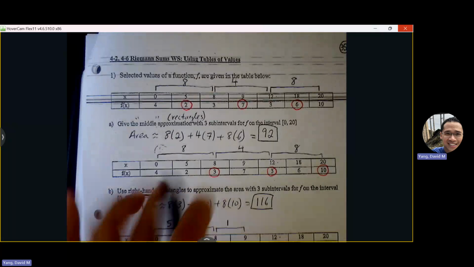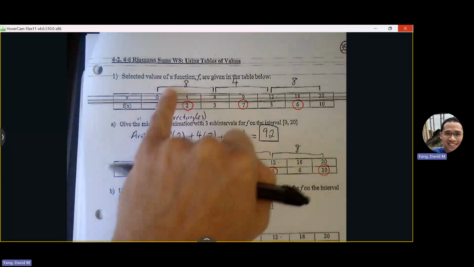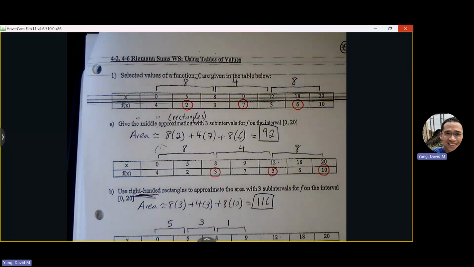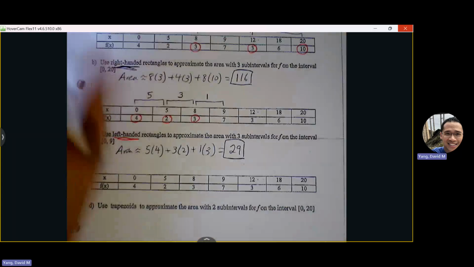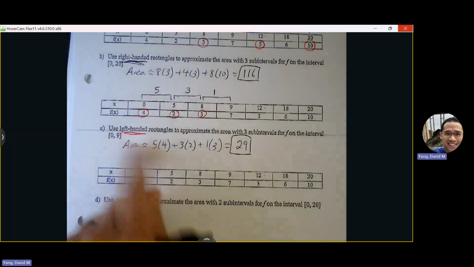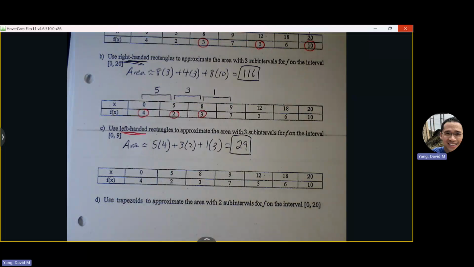On the AP exam as well, if they're asking you for a middle rectangle, they have to give you some ordered pair to pick from that sits in between. So if there's only 2 endpoints within your subinterval, you're only going to be asked left and right. You won't be asked the middle.